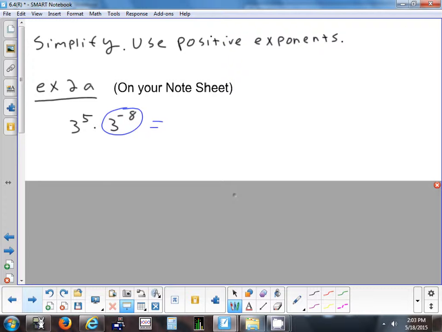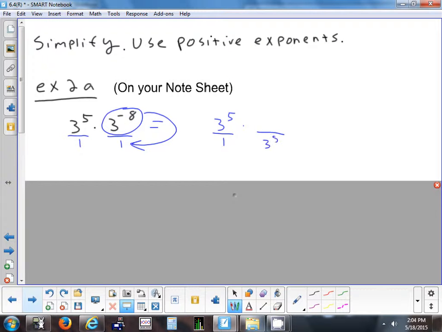This is fine. If you're confused and you want to see fractions, you can make them fractions. What am I going to do with 3 to the 5th? Do I want to take it and put it in the bottom? No, keep it on top. It's already positive. Don't touch 3 to the 5th. If you want to keep it as over 1, that's fine. What are we going to do with 3 to the negative 8th? Put it on the bottom. What happens when you move it? The exponent becomes positive.